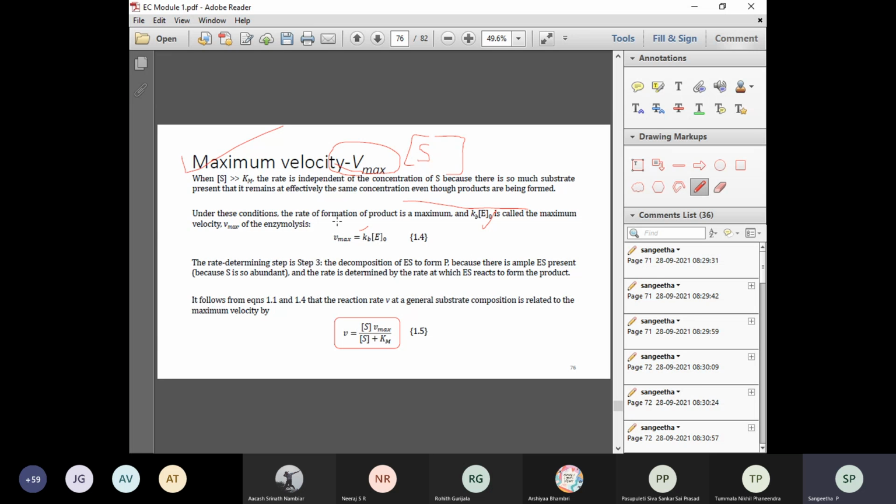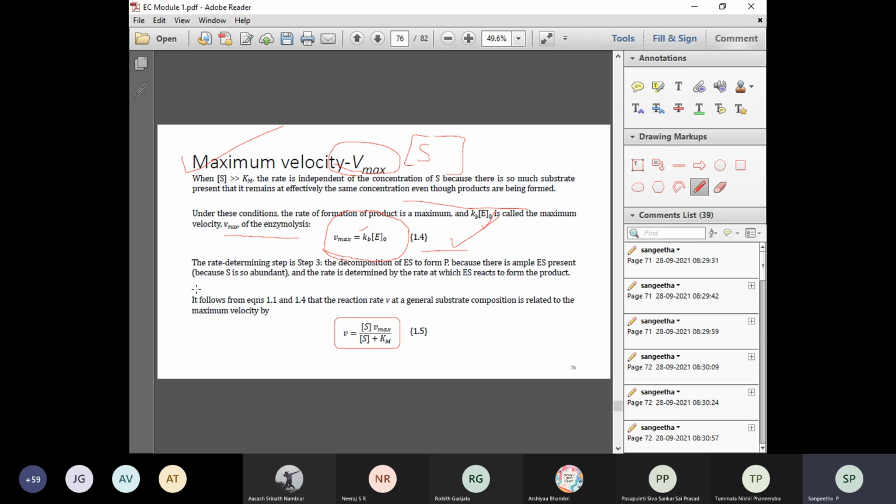Under these conditions, the rate of formation of the product is a maximum, and the rate of formation of the product into the total concentration of the enzyme, E naught, is called the maximum velocity Vmax of the enzyme lysis. So you can write Vmax is equal to the maximum rate of formation into the total concentration of the enzymes. This is going to be another equation.